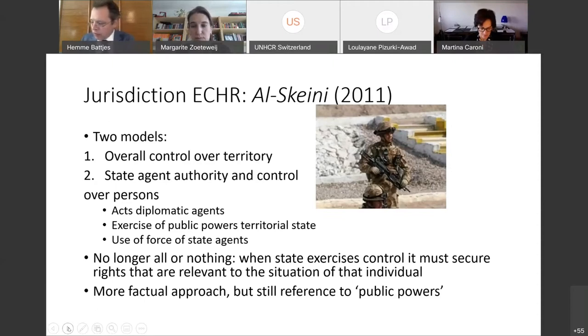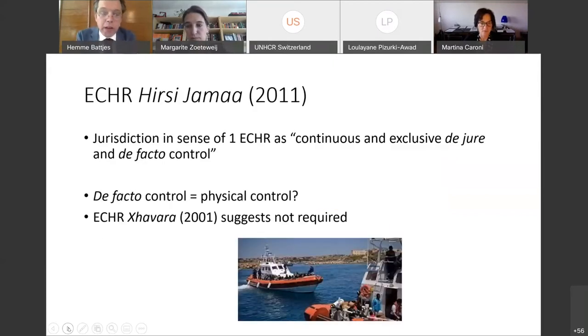Now, as we move from that to the case of migration control, then Hirsi Jamaa from the same year is interesting in the first place. As I said already, the court ruled there that from the moment the Italian Navy took migrants on board, they assumed control, and the migrants were within the jurisdiction of the Italian state.